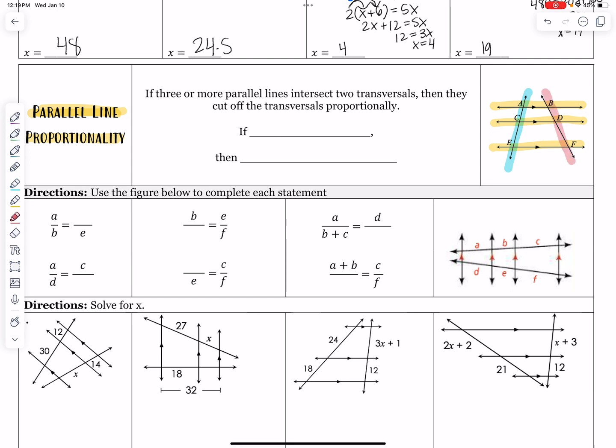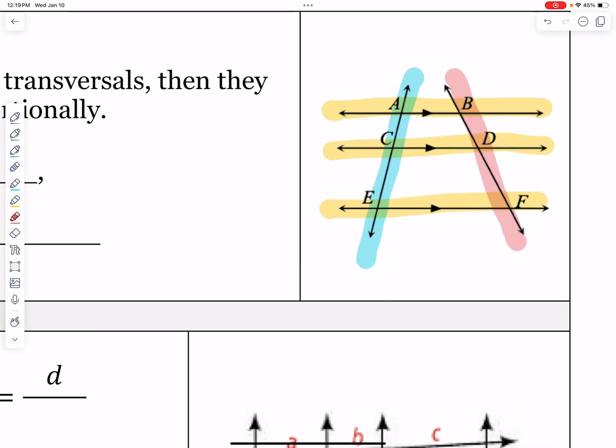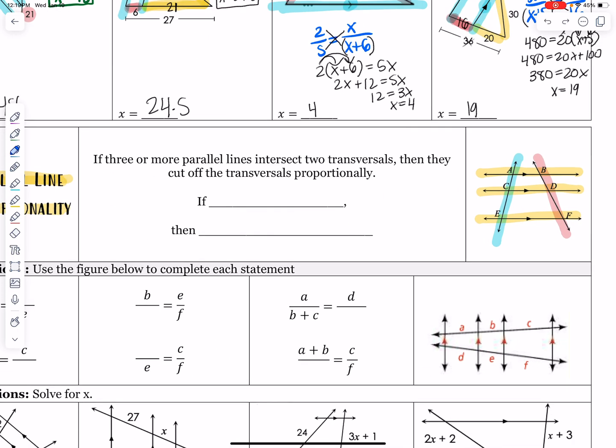Then they cut off the transversals proportionally, meaning that this little piece, AC, the way that it relates to CE is going to be in the same ratio that BD relates to DF. We're not saying that those pieces are equal, we're saying that they are cut off proportionally.